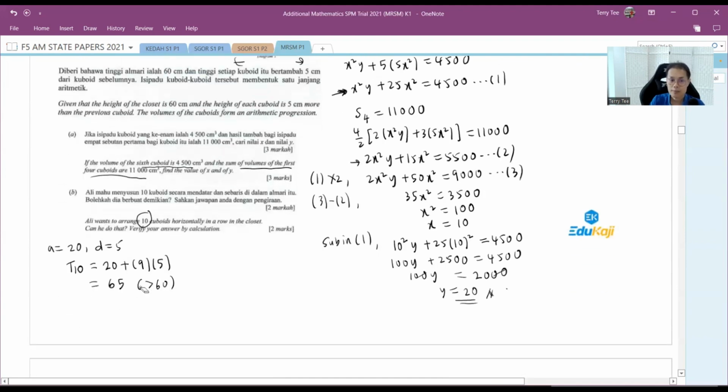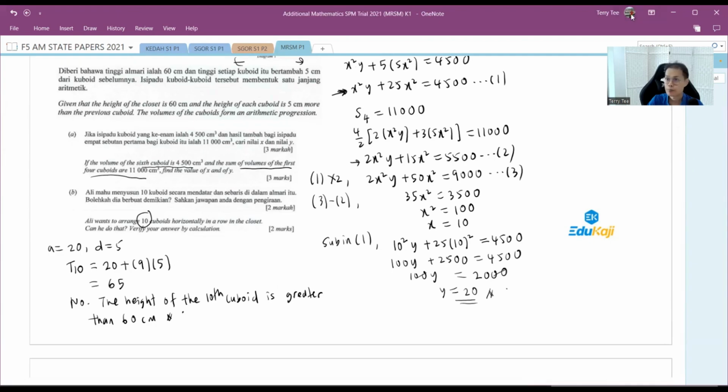Okay, how do you explain your answer? Maybe I'll just write like this. Can he do that? Answer is no. The height of the 10th cuboid is greater than 60 cm, right? Or the height exceeds 60 cm. So no, we can't arrange them in a row.